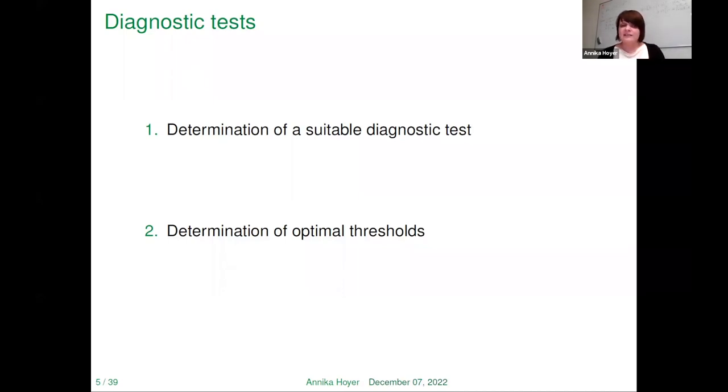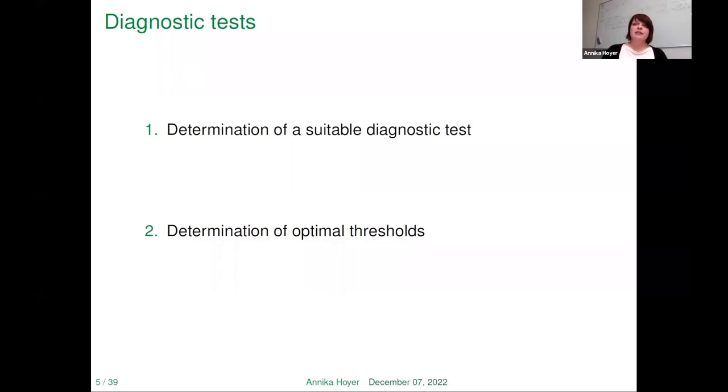Let's consider again the example of type 2 diabetes. One of the most applied diagnostic tests for type 2 diabetes is the measurement of HbA1c. HbA1c is a blood marker measured in percent, and the currently used diagnostic threshold is 6.5%. So if somebody went to a doctor and the HbA1c test is performed and the person gets an HbA1c value of about 6.7, then the doctor knows 6.7 is greater than 6.5. So the person is classified as someone with type 2 diabetes.